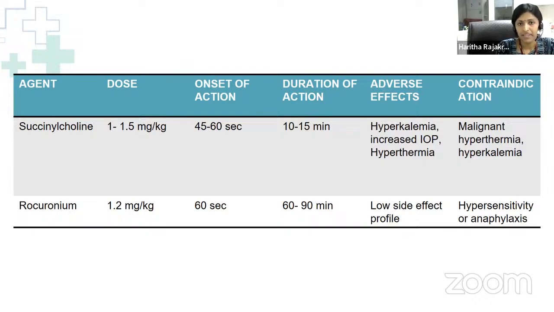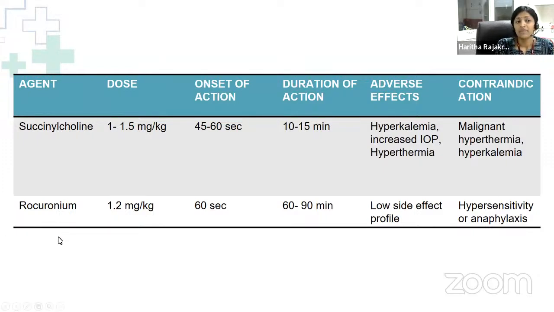As for the adverse effects, patients with renal impairment, such as renal failure patients, are already in a state of hyperkalemia. This drug itself causes hyperkalemia, so in such situations it is contraindicated. Also, in patients with malignant hyperthermia, its use is not recommended.